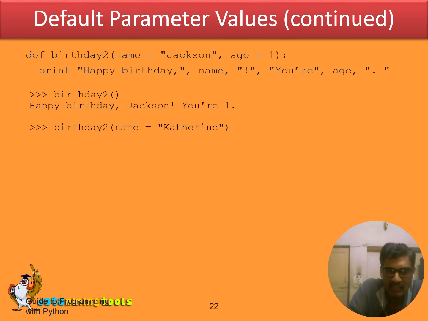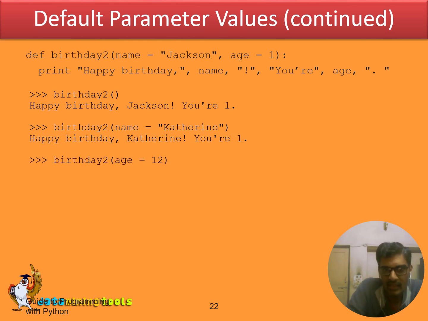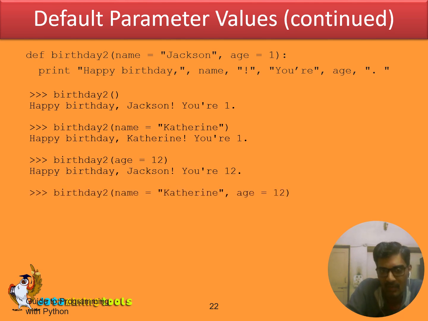And if you pass a function like birthday 2 Jackson, name is equal to Catherine, it's going to print happy birthday Catherine, you are 1. So if you just pass birthday 2, age is equal, it's going to print Jackson, your age is 12. It's going to print 12, it's going to print Jackson. Jackson is the default parameter given in the definition of the function. If you pass name and age to it, it's going to give whatever you have entered, but if you pass it without any arguments, it's going to by default print Jackson and 1. It's a default parameter value.